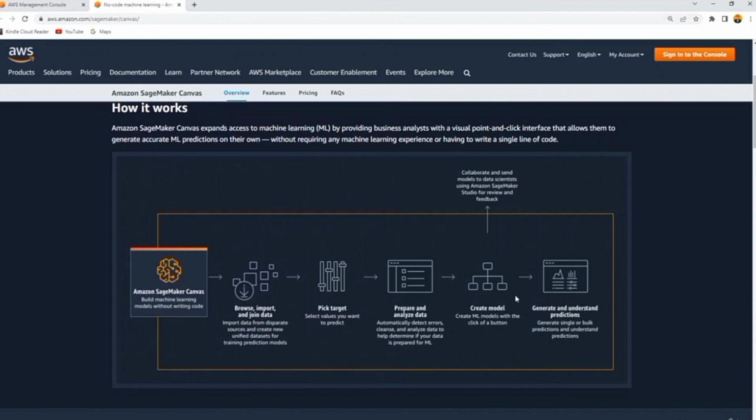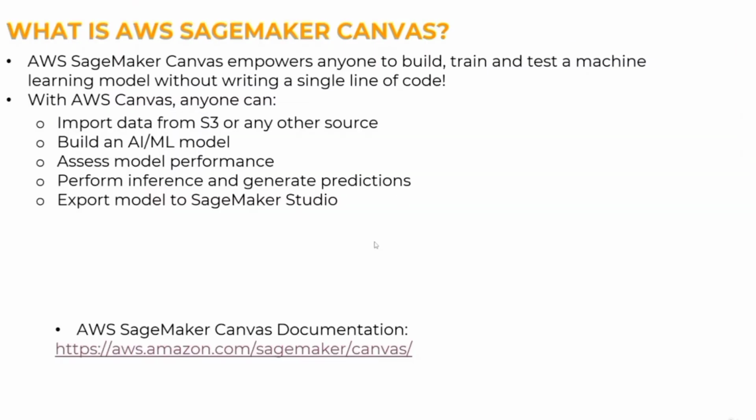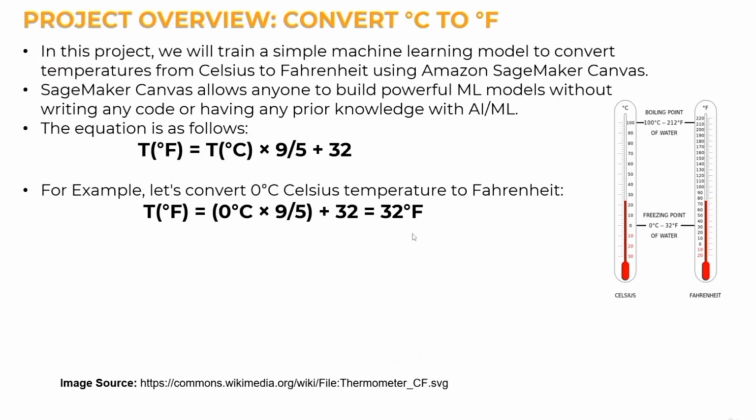And what you guys see here, they send the model to the data scientist using the Amazon SageMaker Studio. So it's not like you are working in silos. You can take the model that you have developed and export it to other people who have much more expertise when it comes to the data science piece of it, to improve the model and review it and so on. And then finally, you can generate and understand predictions as well, all of that again with a simple click of a button, which is incredible.